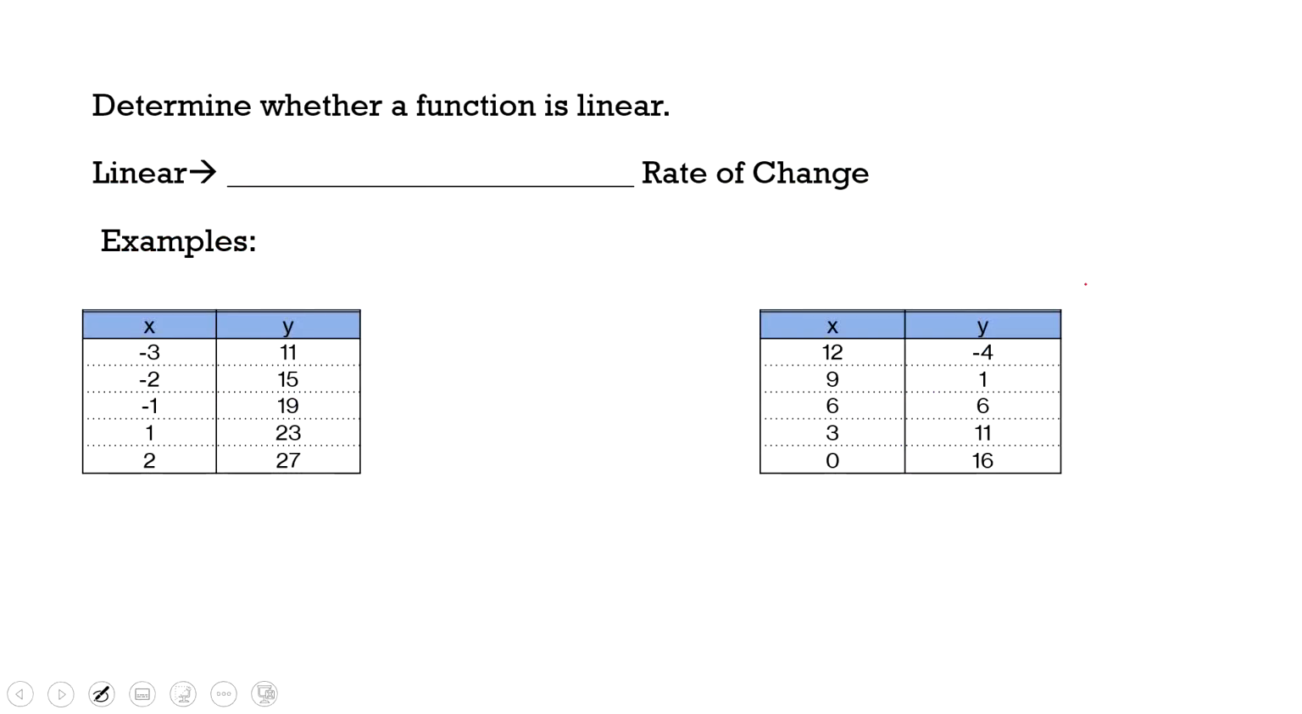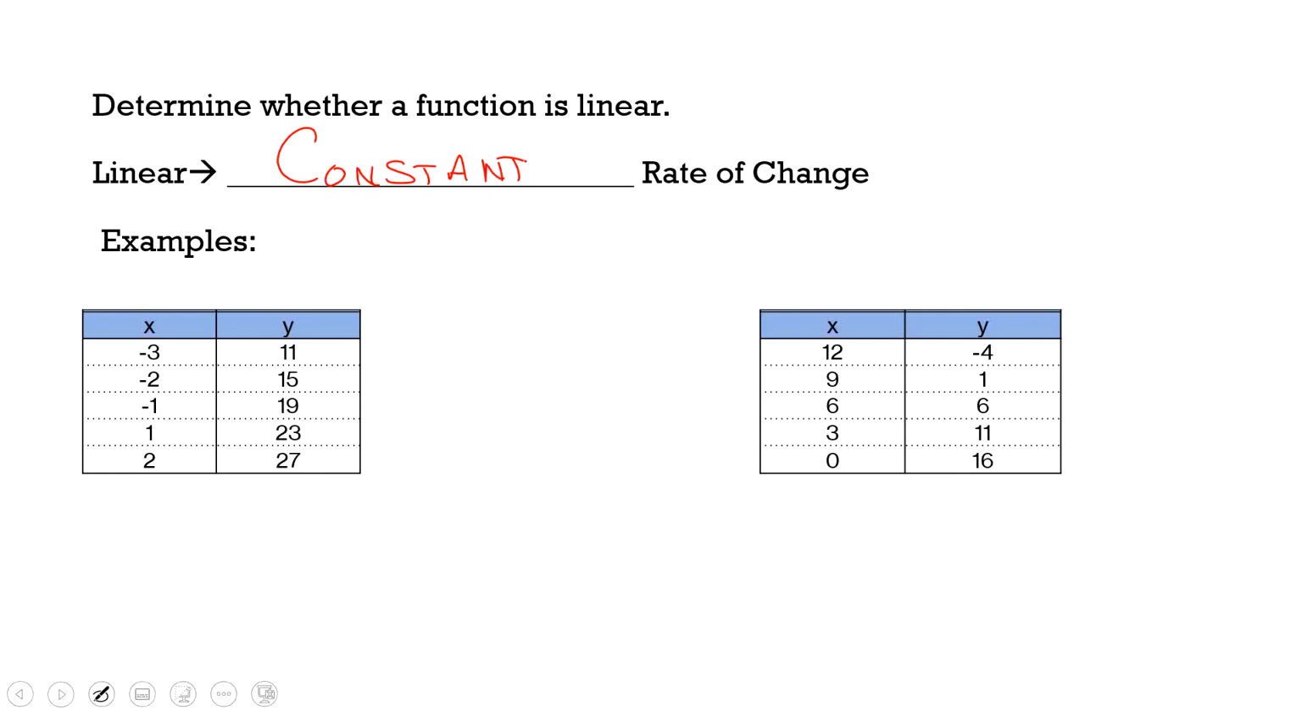Determining whether a function is linear. A linear function, we've already talked about this, has a constant rate of change. The rates of change are constant. We're going to have a linear equation. From a table, it's a little bit more difficult to do.